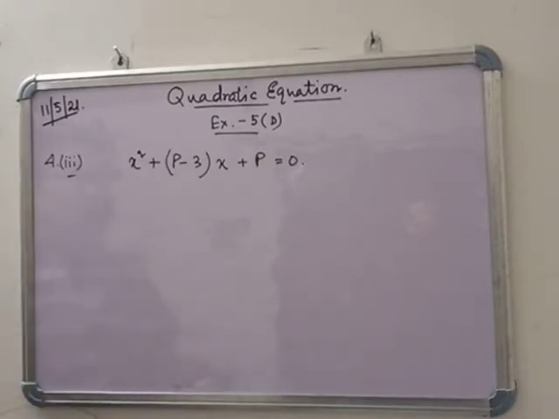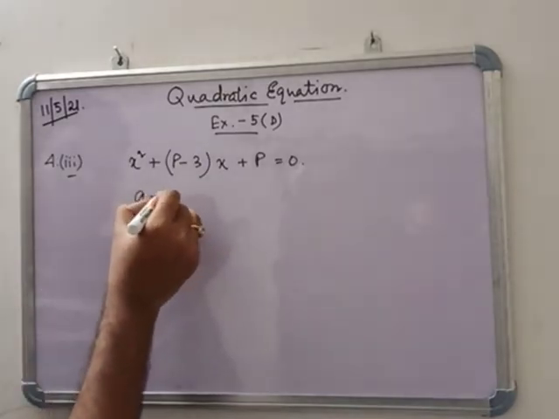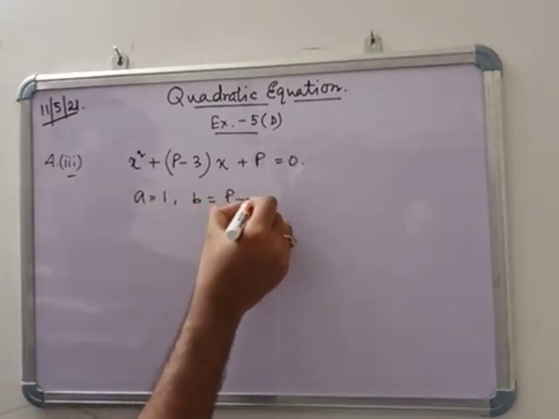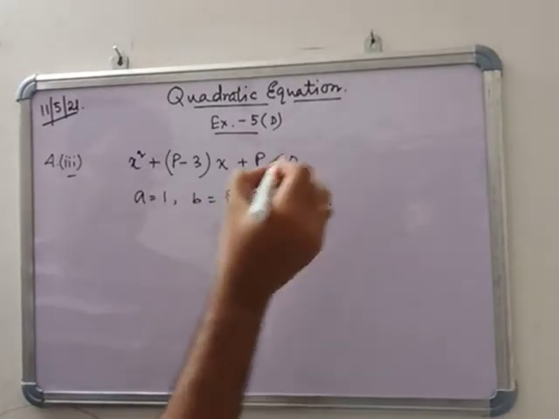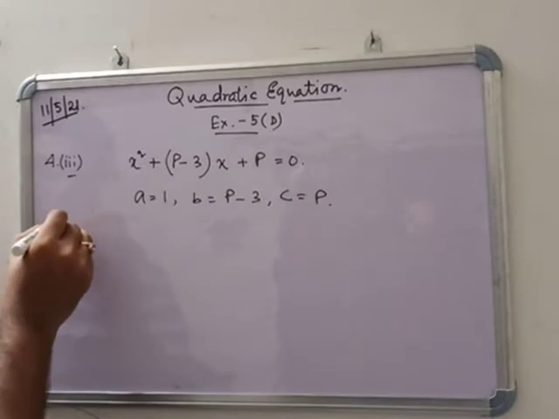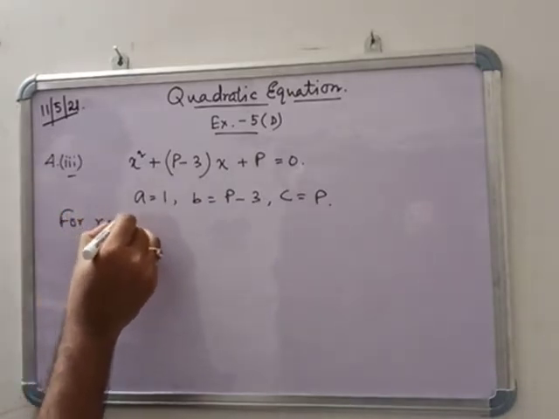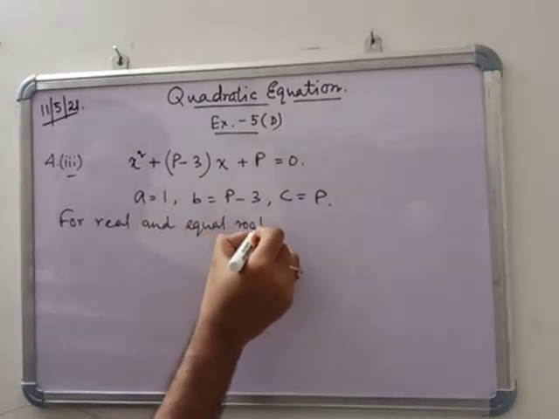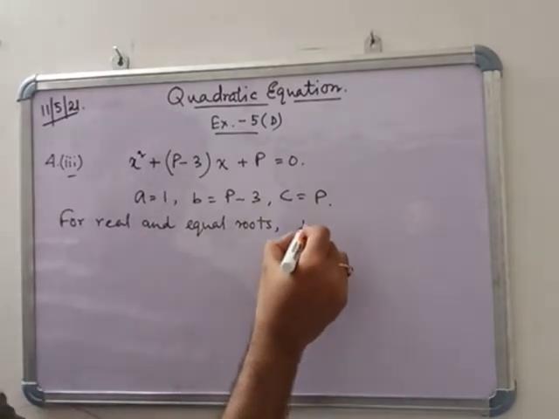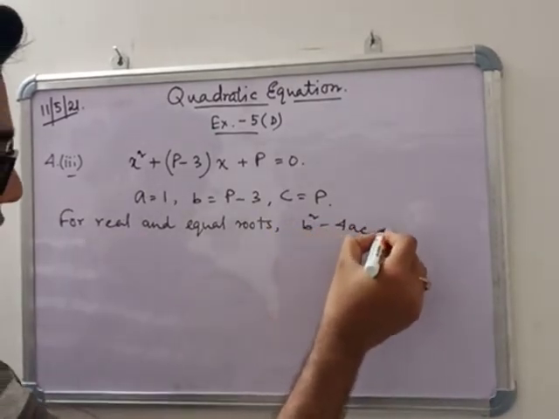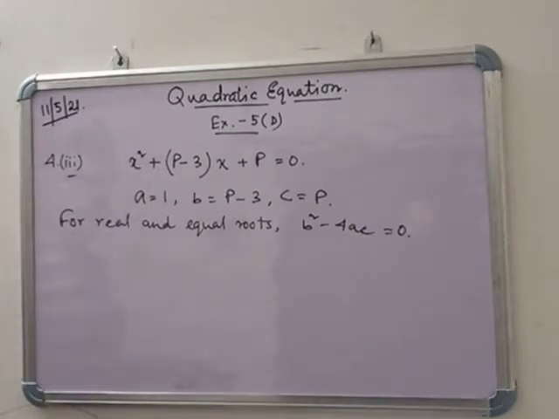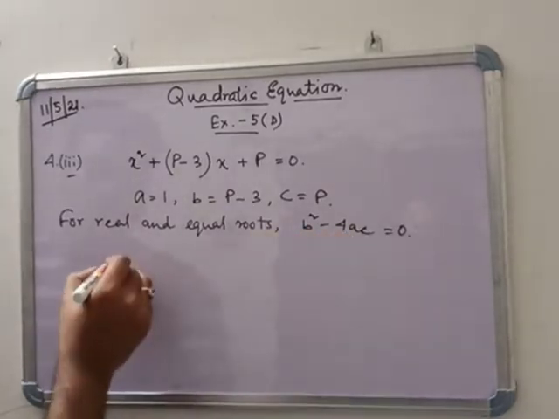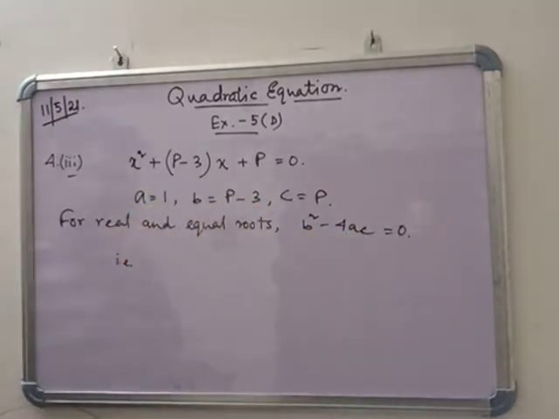So comparing with ax square plus bx plus c equals to 0, we get a equals to 1, b equals to p minus 3, c equals to p. Okay. Now for real and equal roots, b square minus 4ac equals to 0. So for real and equal roots, b square minus 4ac equals to 0. Now you put the value of this into this form.